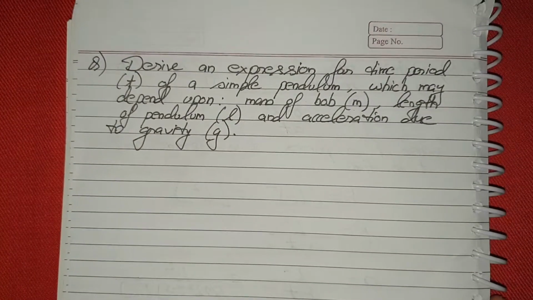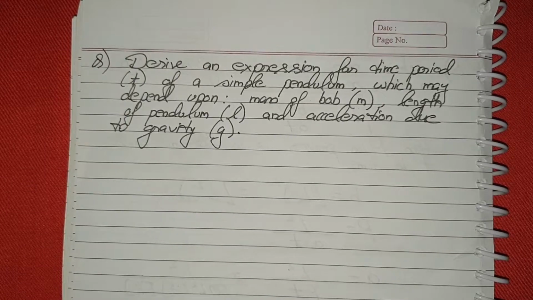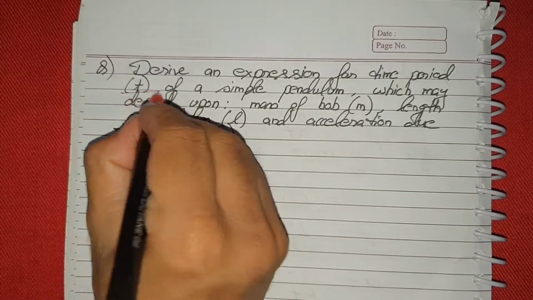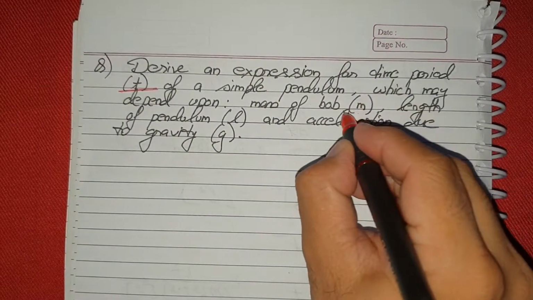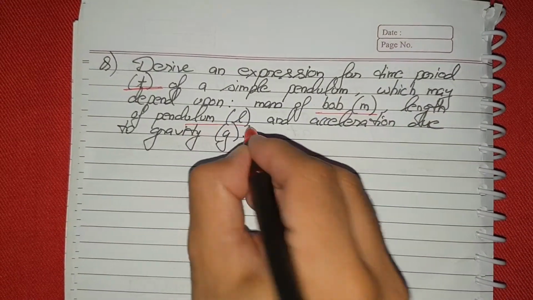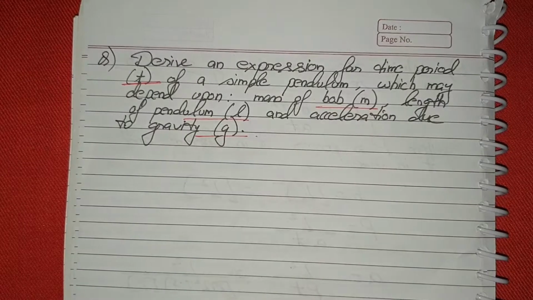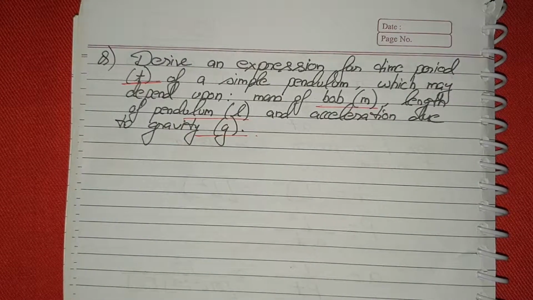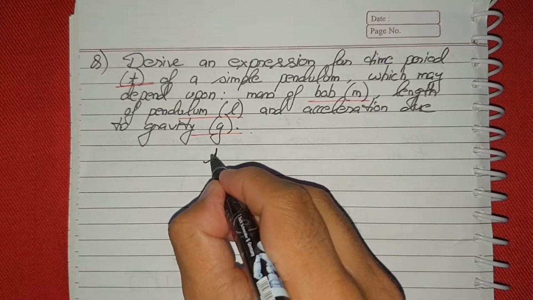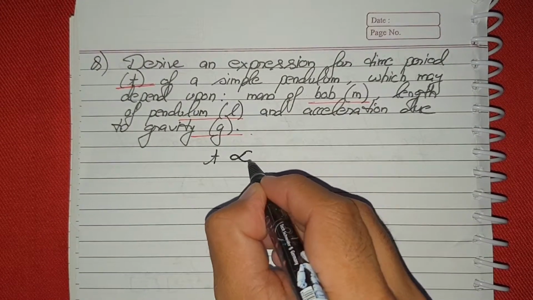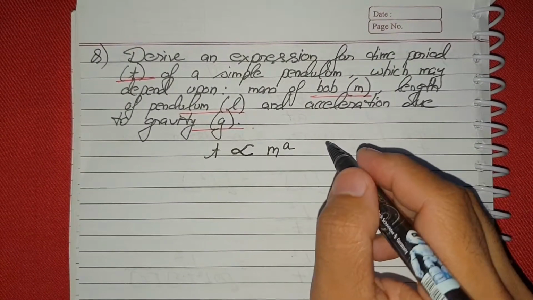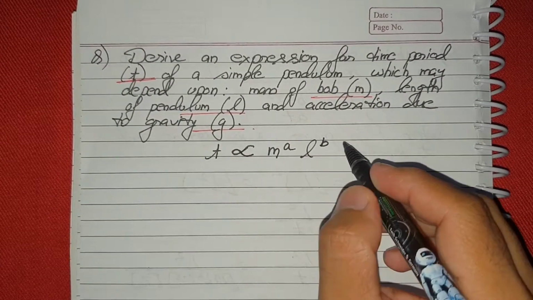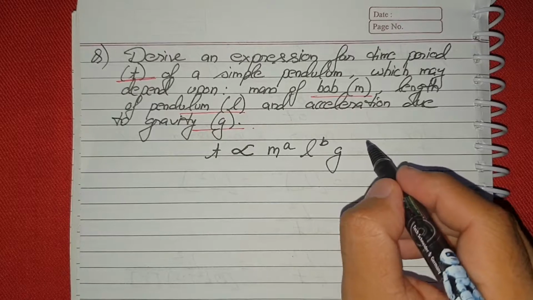Now, let's take an example. Derive an expression for the time period T of a simple pendulum, which may depend upon the mass of the bob, the length of the pendulum L, and the acceleration due to gravity g. So let's start our solution. T depends upon the mass m to the power a, the length of the pendulum L to the power b, and the acceleration due to gravity g to the power c.